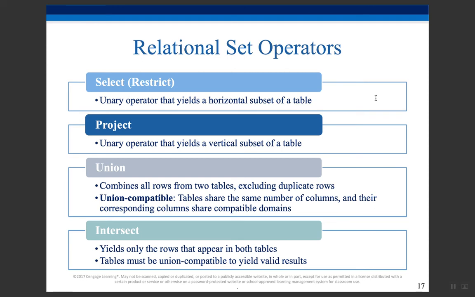The idea is you have two sets, and you have information that's in one table, or all the information across both tables, that's the union. Information that's in both tables together, that's the intersection. And the select is how we get the data, basically a horizontal subset of a table.